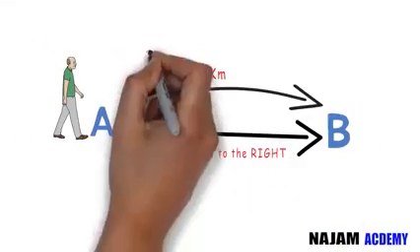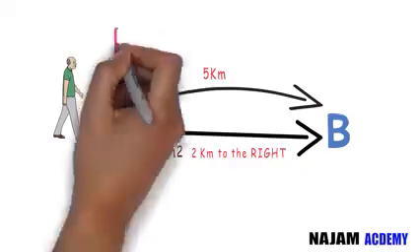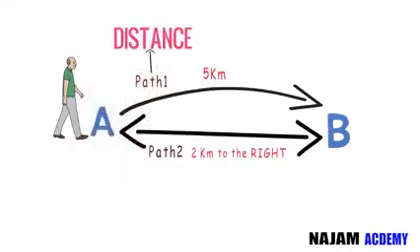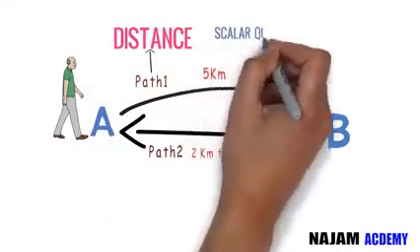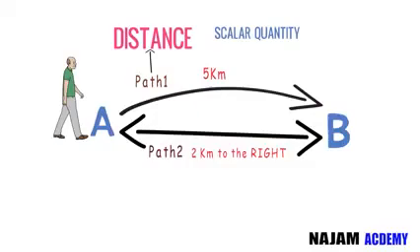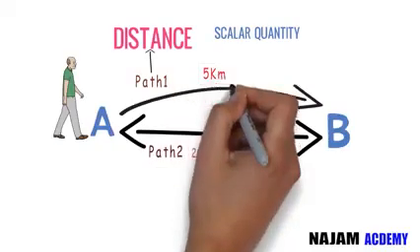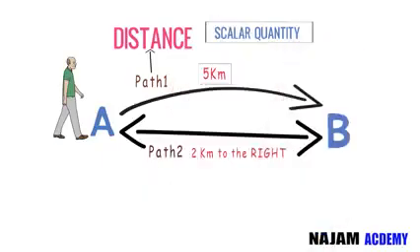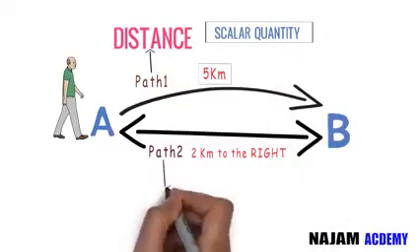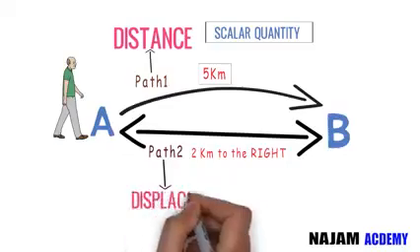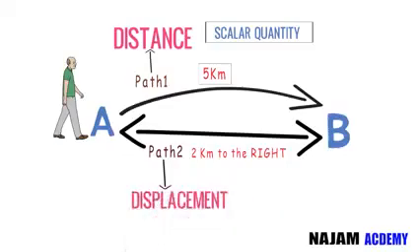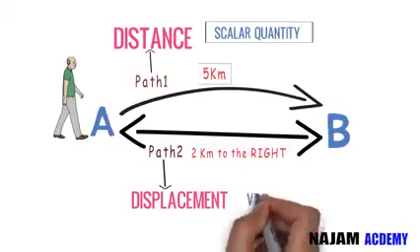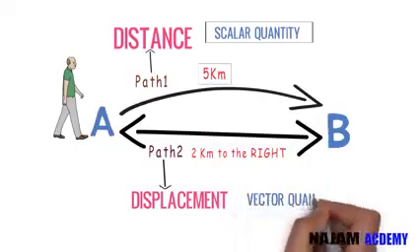So path 1 is distance. So distance is a scalar quantity. Why? Because it is giving us the size, which is 5 kilometers. Now path 2 is a displacement. Why? Because it is giving us the direction. Displacement is a vector quantity.